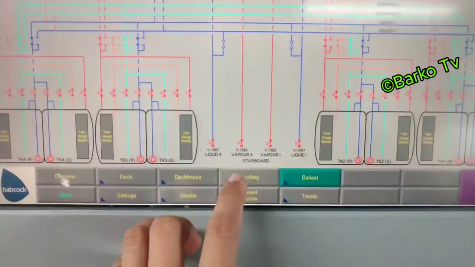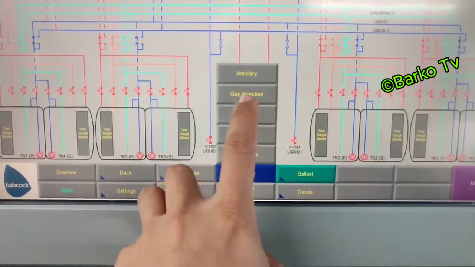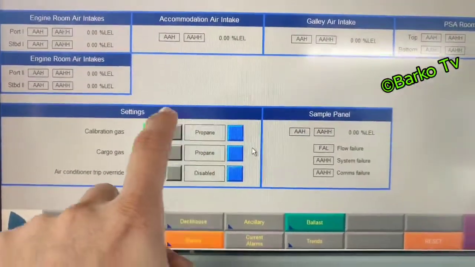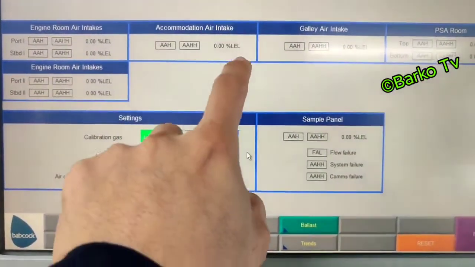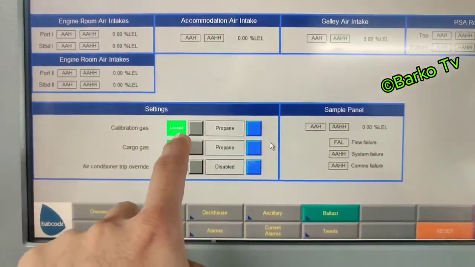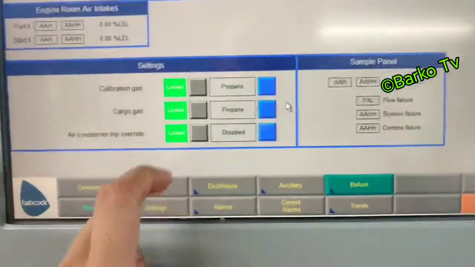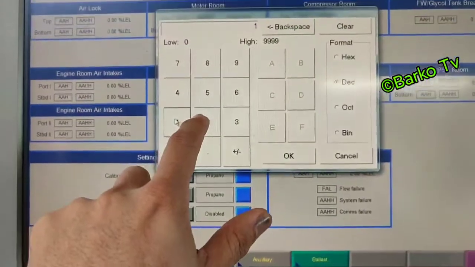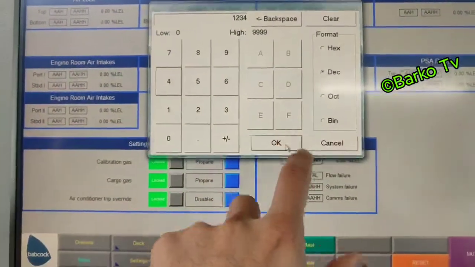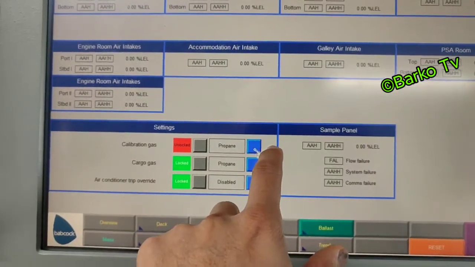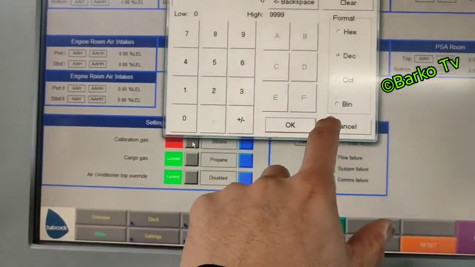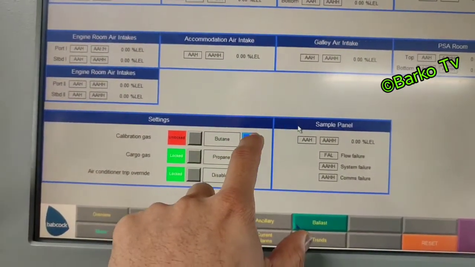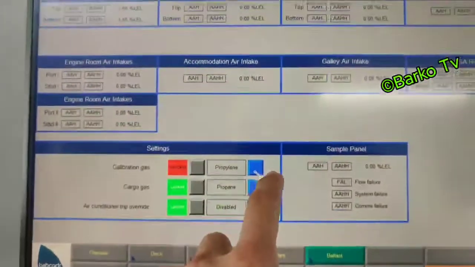At the CCR monitor, this is the page of gas detection. It has a calibration gas, calibration cargo. If you calibrate that one, you select the designated or appropriate calibration gas, and you need to set this one. Also, if you have a cargo, you need to change this one. Example, propane is your cargo right now. You change propane for cargo gas.